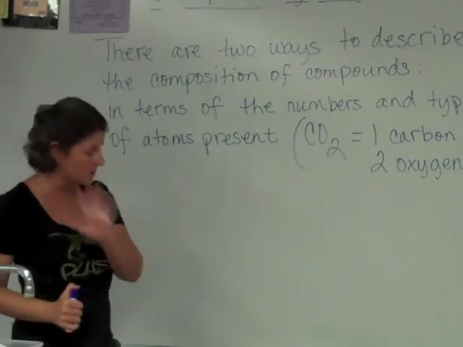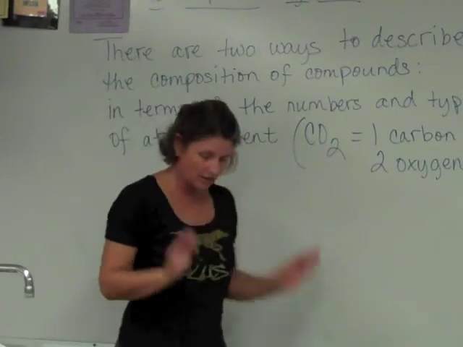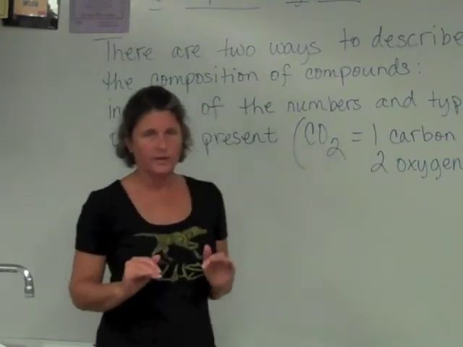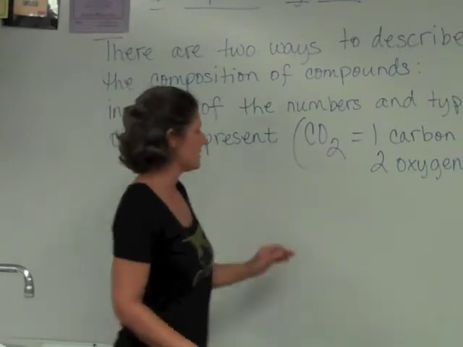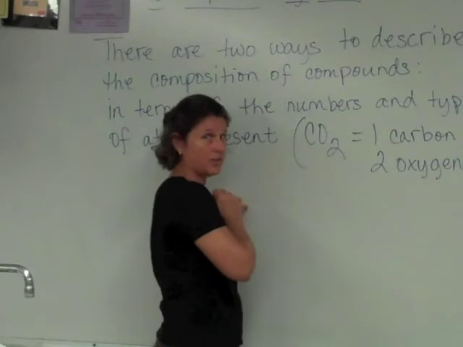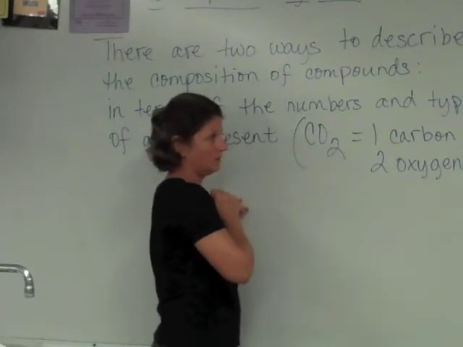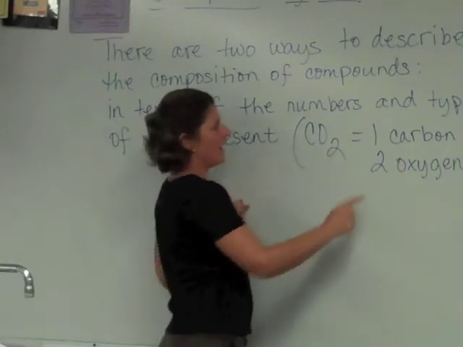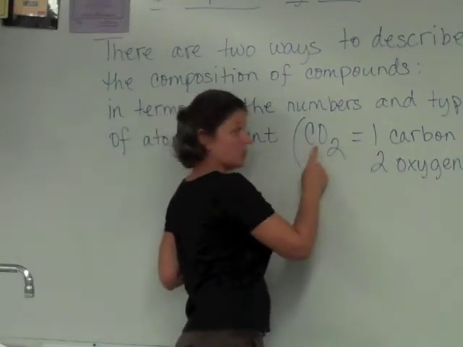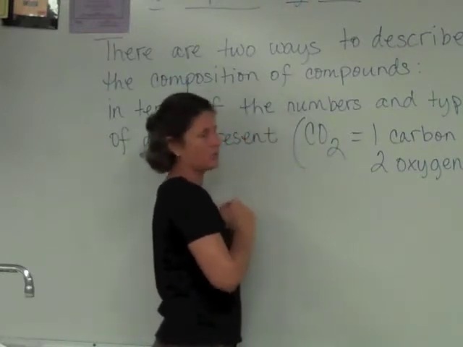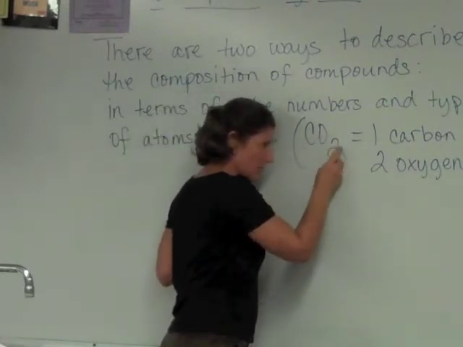I'll talk about the other way in just a second, but there is a really important point that I want to make here. And that is, if I have one molecule of carbon dioxide, in that one molecule I have one carbon atom, so there's no subscript, and I have 2 oxygen atoms, so my subscript is 2.